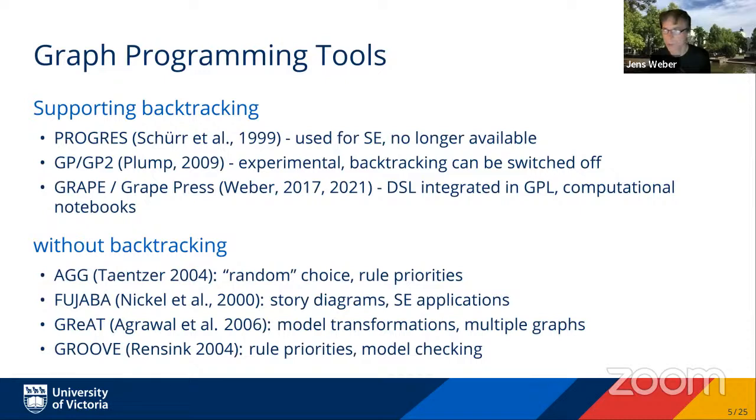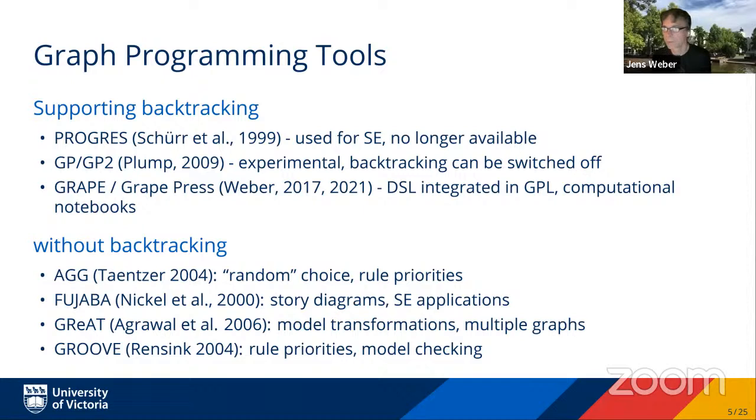Grape is a domain-specific language integrated in a general-purpose programming language. And what we've always done in this work is we are looking for bringing graph programming into the mainstream, into software development. So we want to integrate graph programs together with regular programs to solve actual regular problems in software engineering.